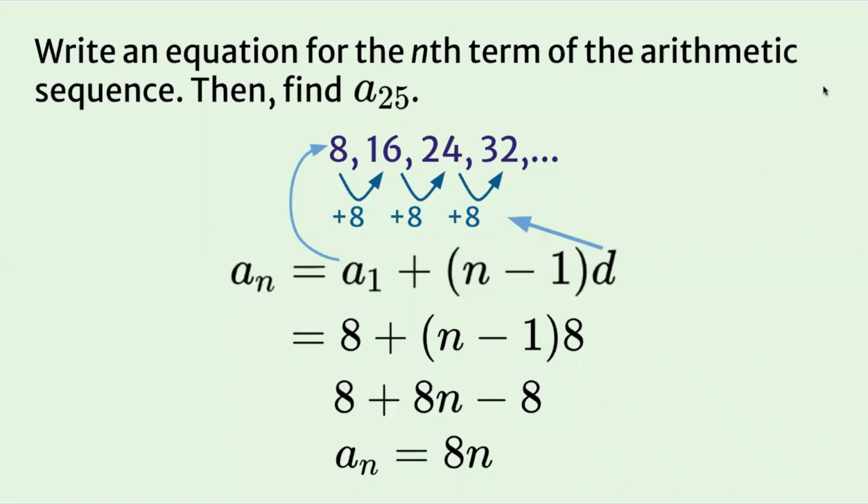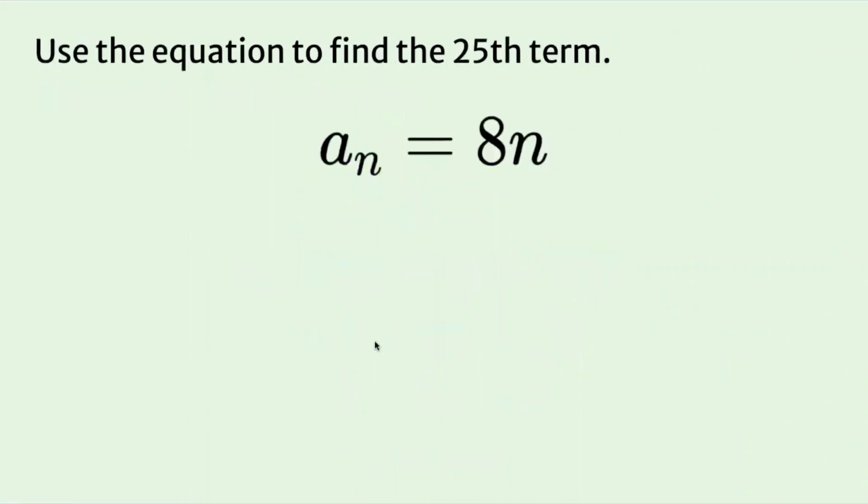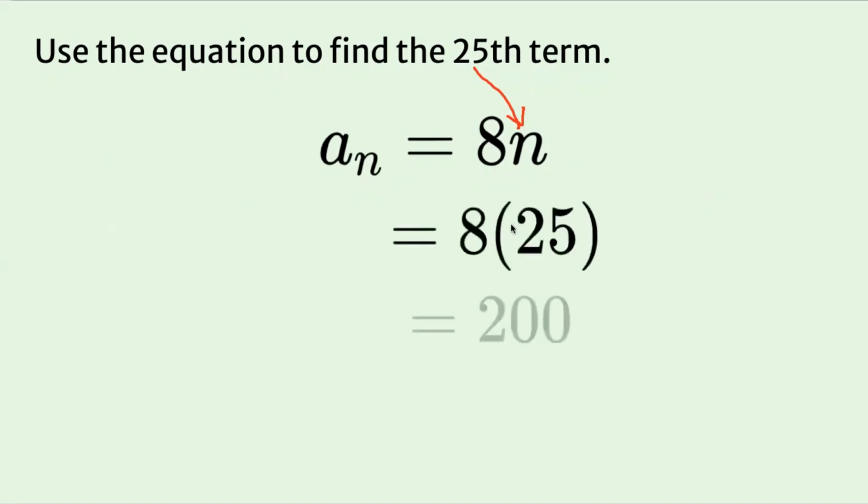And so now you can use this equation to find any term in your arithmetic sequence. In this case, we're going to find the 25th term. And all you have to do is substitute 25 for your n value. Remember, n just represents the position in your arithmetic sequence. So in this case, we're looking for the term in the 25th position. And so all you have to do is substitute 25 into n. And so 8 times 25 would equal 200. And so now you know that the 25th term of this arithmetic sequence is equal to 200.